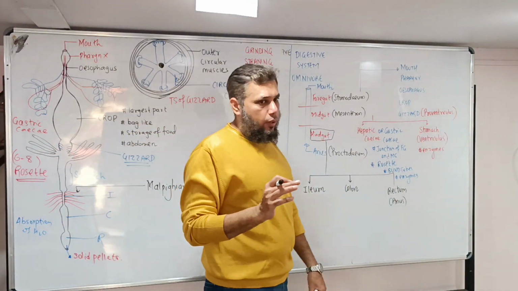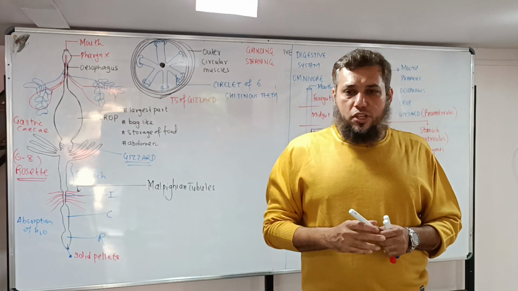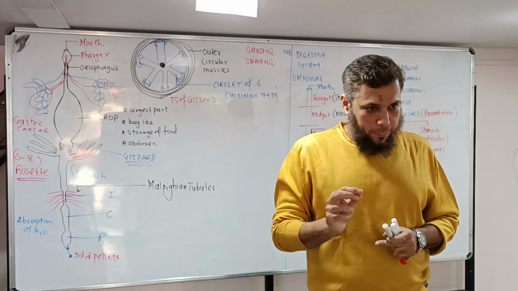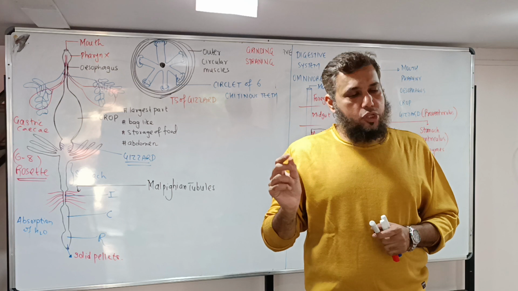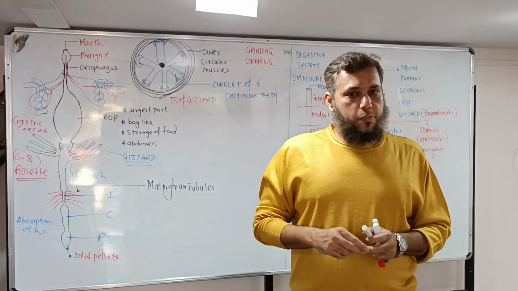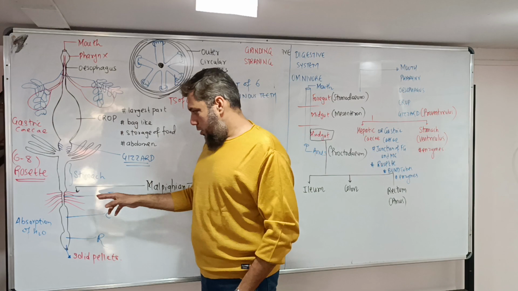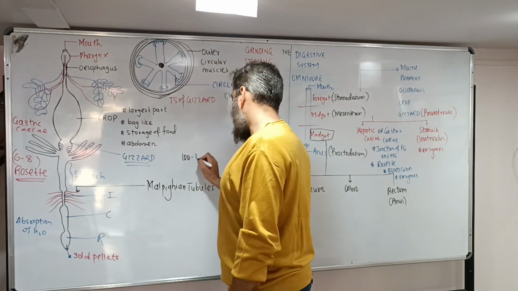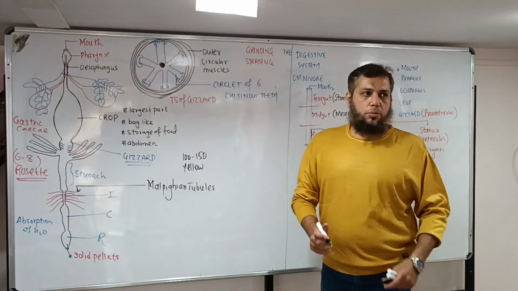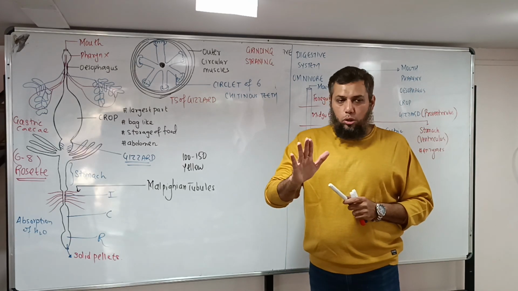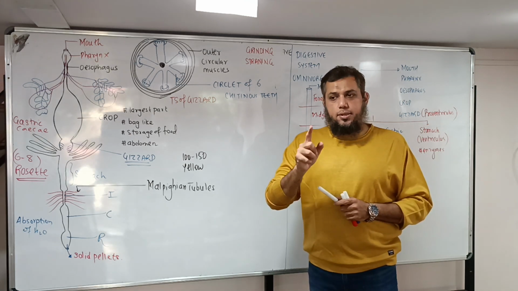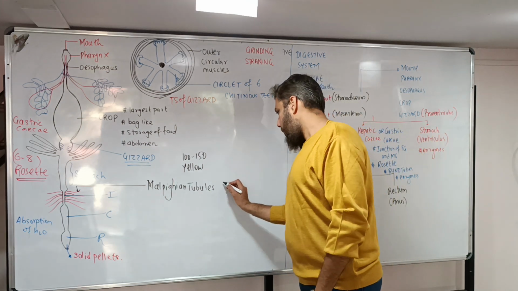Malpighian tubules. The name of the scientist, the anatomist, was Marcello Malpighi, and he did a lot of work on the excretory system. So 100 to 150 tubules, which are yellow in color, are called what? Malpighian tubules. They have no role to play in digestion. Do they have anything to do with digestion? No. Their role is excretion. What do they help in? Excretion.